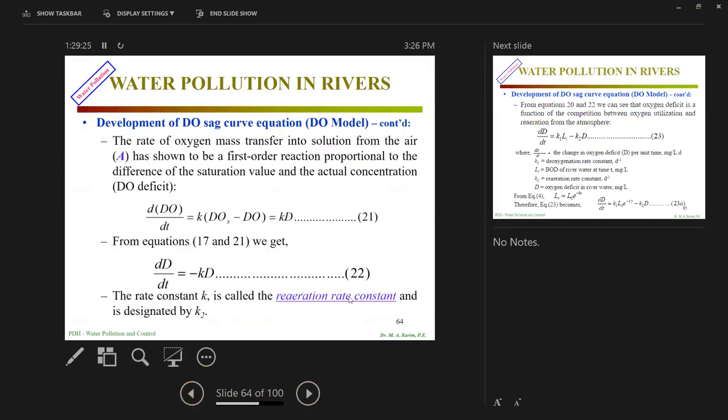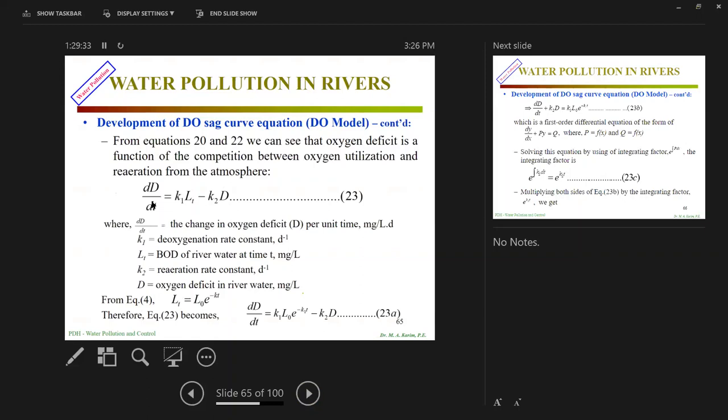K2 is a re-aeration constant or re-oxygenation constant, so this is represented by K2. If I combine these two equations, the equation becomes like this: dD/dt, that means the deficit in time, equals K1 Lt minus K2 D. This is the deficit, and this is the remaining oxygen.